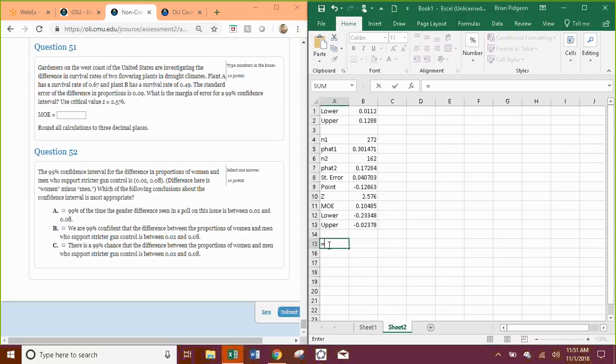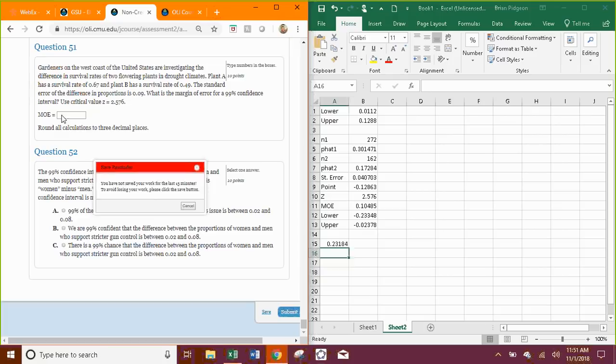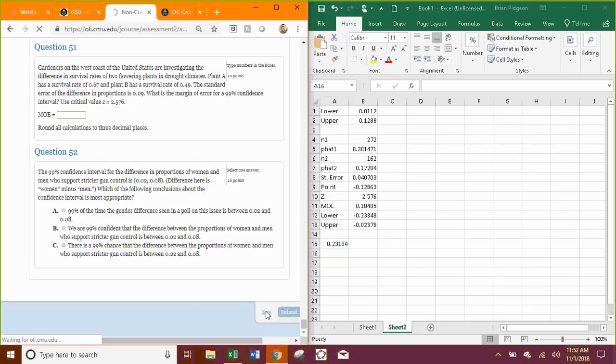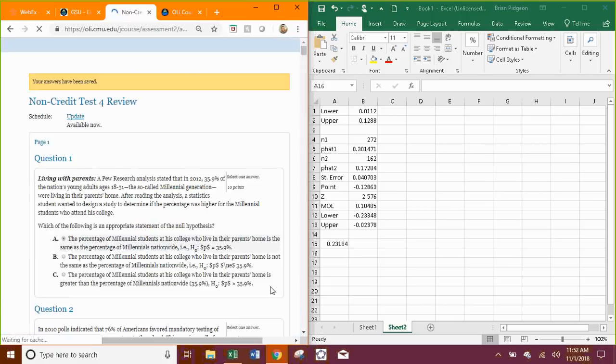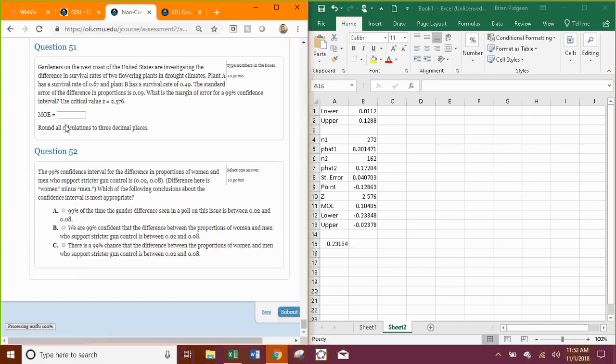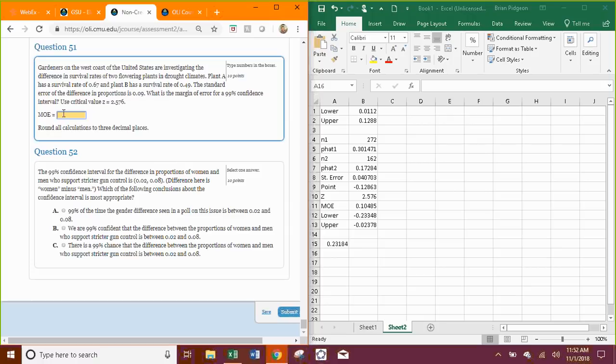Anyways, margin of error. The standard error, and it even gives you everything you need. In this case, the margin of error is just your z-score times your standard error, 0.09. 3 decimal places. Let's save real quick. .232.